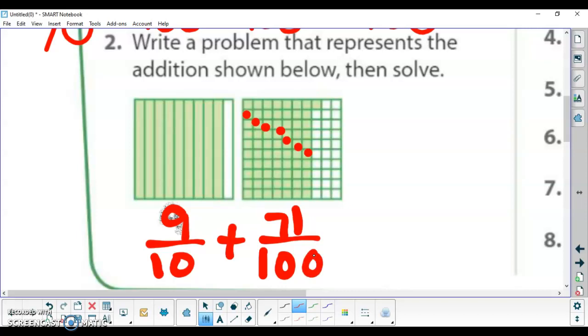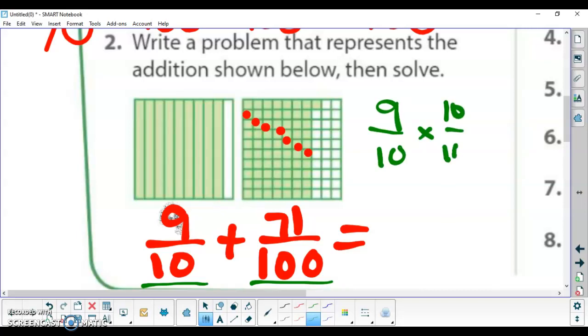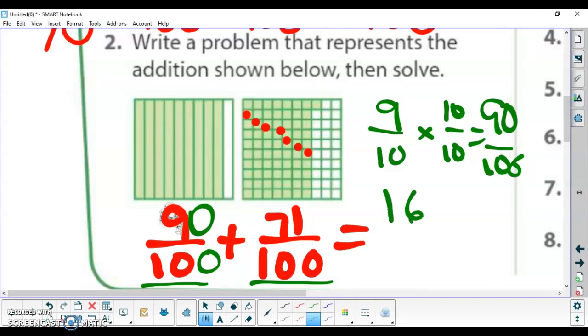Do you agree? Good. Can I add these the way they are? No, I can't because they do not have the same denominator. So I need to change 9/10 into hundredths. And we do that by multiplying by 10. So it's 90/100ths. 90 plus 70 is 161/100ths.